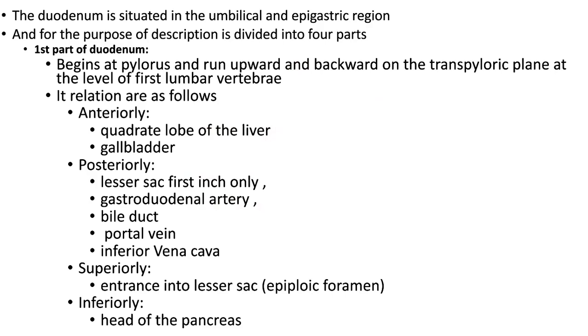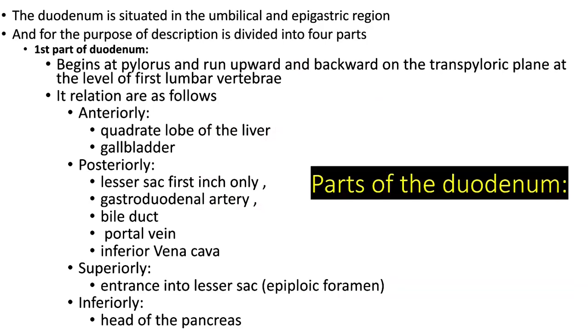The duodenum is situated in the umbilical and epigastric regions, and for the purpose of description, it is divided into four parts. The first part begins at the pylorus and runs upward and backward to the transpyloric plane at the level of the first lumbar vertebra. Its relations are as follows: anteriorly, it has the quadrate lobe of the liver and the gallbladder. Posteriorly, it has the lesser sac, which is only for the first inch, the gastroduodenal artery, the bile duct, portal vein, and inferior vena cava. Superiorly, it has the entrance into the lesser sac, called the epiploic foramen. Inferiorly, it has the head of the pancreas.